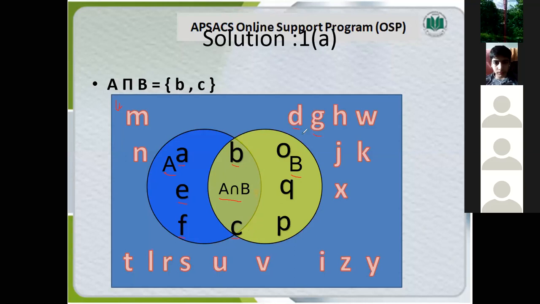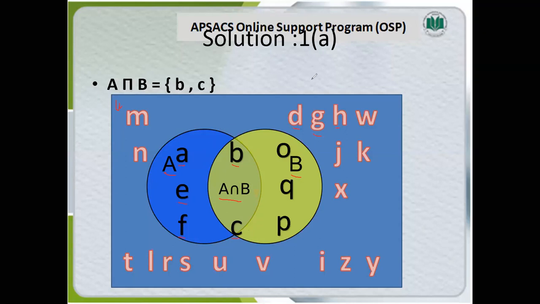You have to write H. This means you have to write all the remaining elements in the universal set. Getting my point or not getting my point? Yes, ma'am. Is it clear, beta? So all these elements D, G, H, all the remaining, you have to write in the universal set, and these are the common portion. Clear?